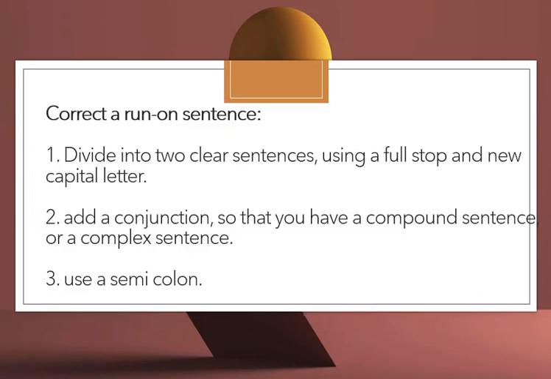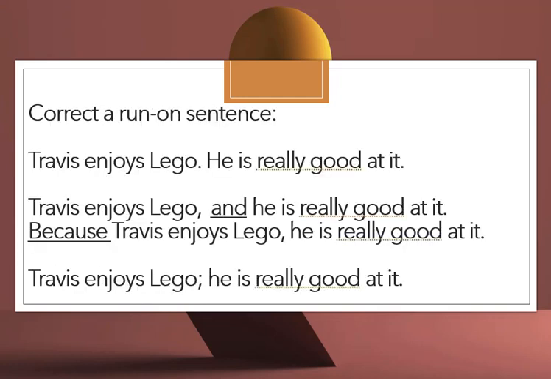Okay, so to correct a run-on sentence, you divide them into two separate sentences using a full stop and a capital letter, or you can add a conjunction so that you've got a compound sentence or a complex sentence, or you can use a semicolon. And here are examples of all of these corrections. So, Travis enjoys Lego, full stop, capital letter. Travis enjoys Lego, comma, add the conjunction, and he is really good at it. Or adding in another conjunction at the front.